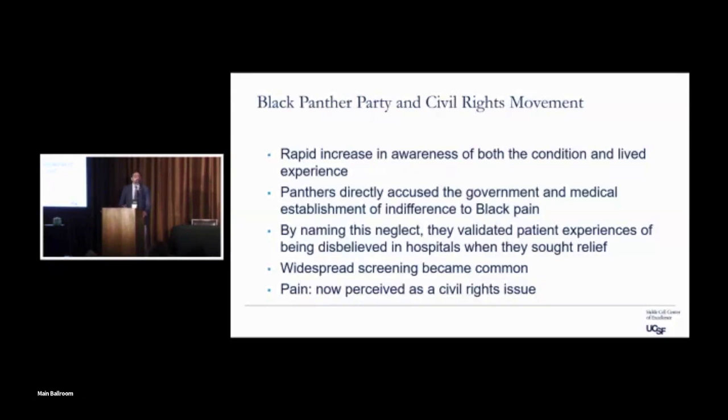As a result, widespread screening became more common, not for the purpose of eliminating this population, but for the purpose of educating them and setting expectations for what life could look like. Until now, pain was perceived as a secondary aspect of sickle cell disease. In the 1970s, it evolved to some extent to be perceived as a civil rights issue, a clear way to describe why Black people were not being treated fairly.